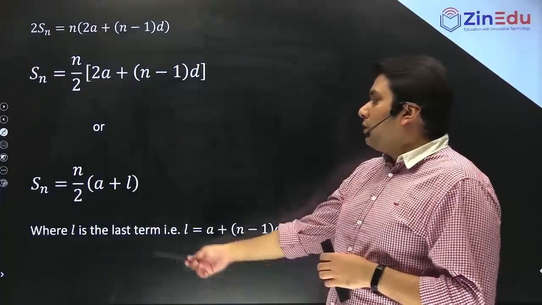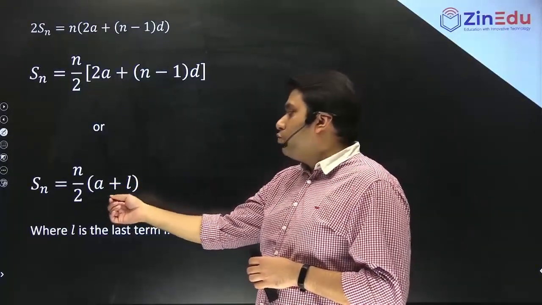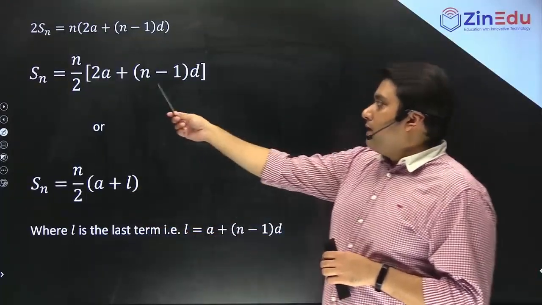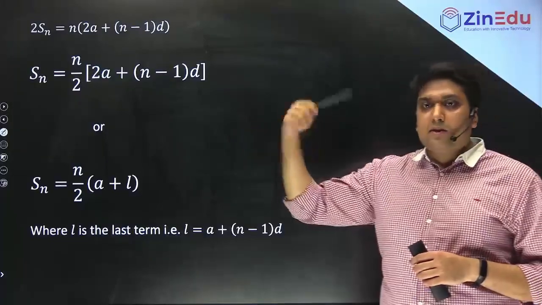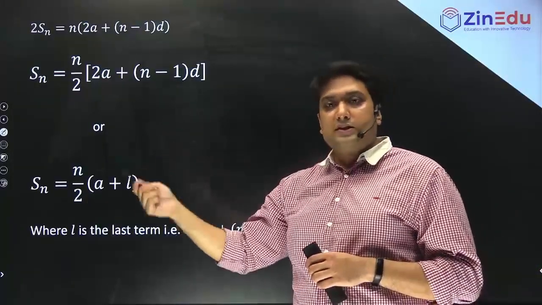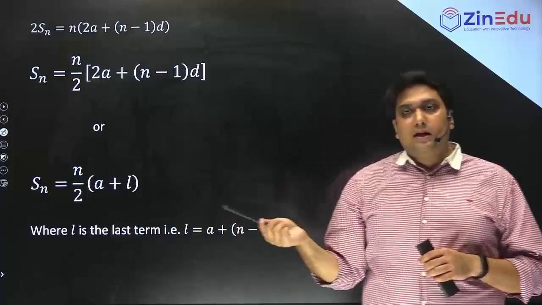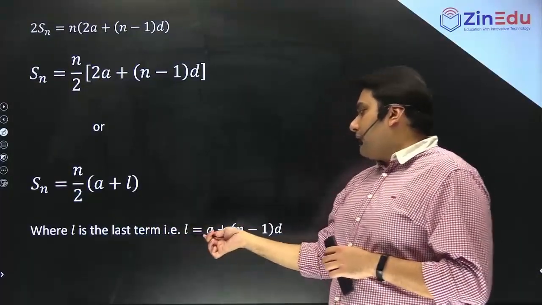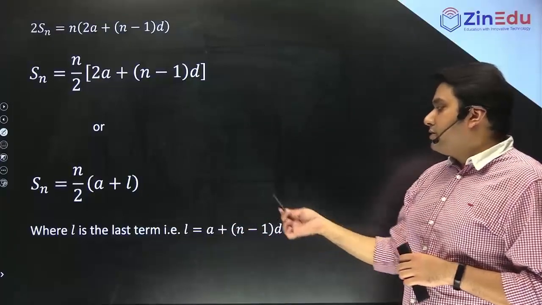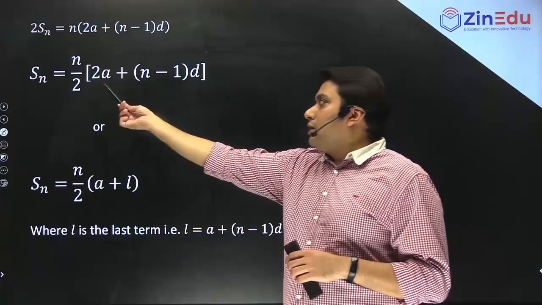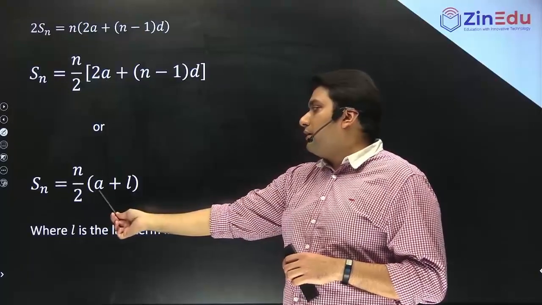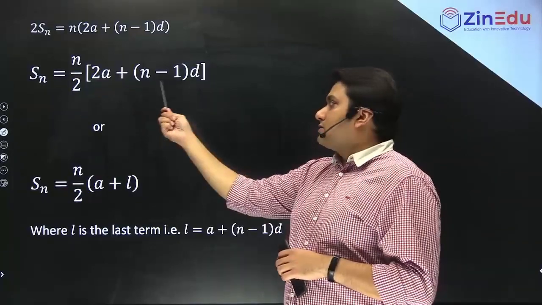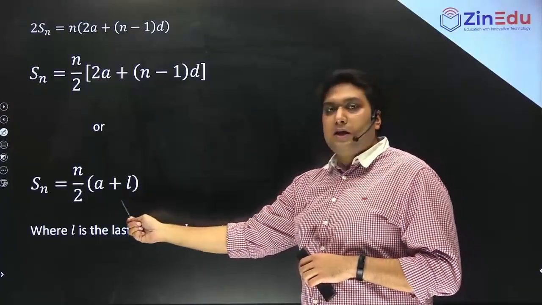Now I can rearrange this formula and write it as n by 2 into A plus L, where L is the last term, that is L is equal to A plus n minus 1 into D. The nth term will be the last term if the series is finite. We had twice of A over here, so one A is left out, and we are left with the other terms, A plus n minus 1 into D, which I have replaced by L.